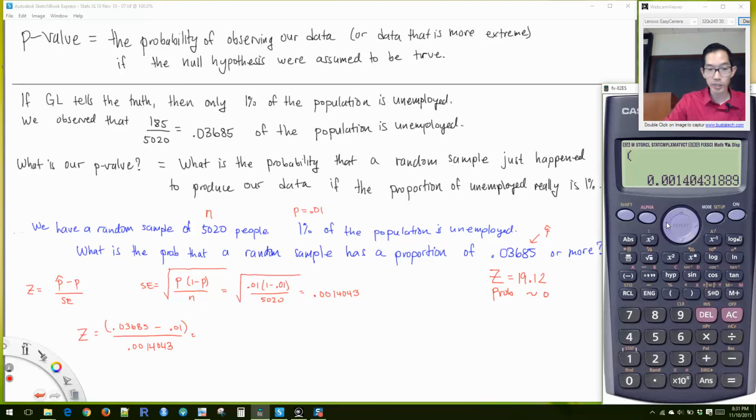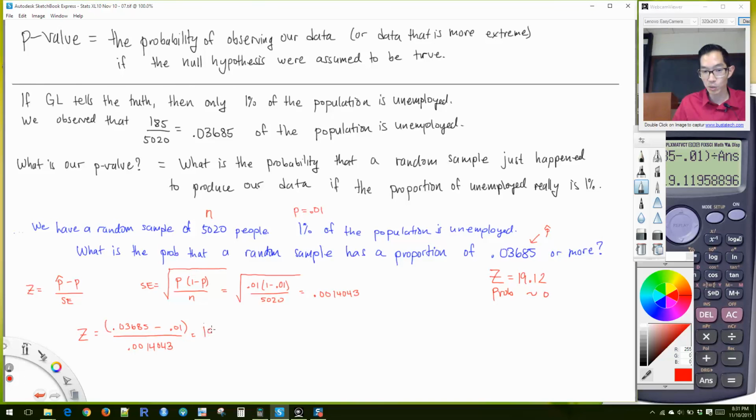So I'm going to write 0.03685 minus 0.01, and I close my parentheses, and then I hit the divide key. And instead of having to type out 0.0014043, I'm just going to hit the answer because it's already on my screen. Then I hit equals, and I get 19.119 or 19.12. So my z is equal to 19.12.